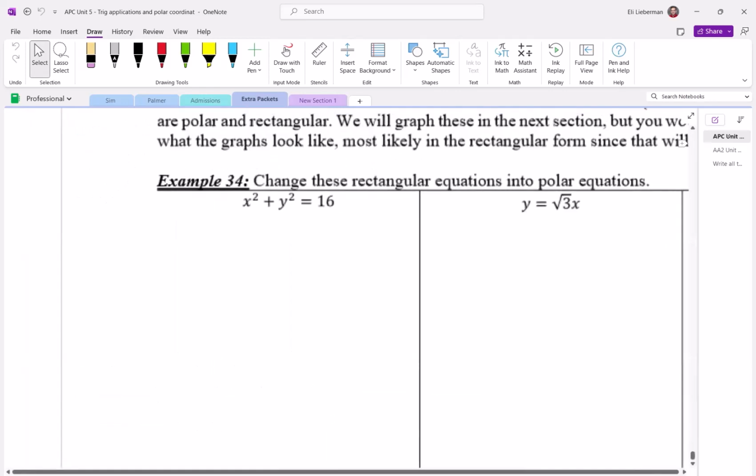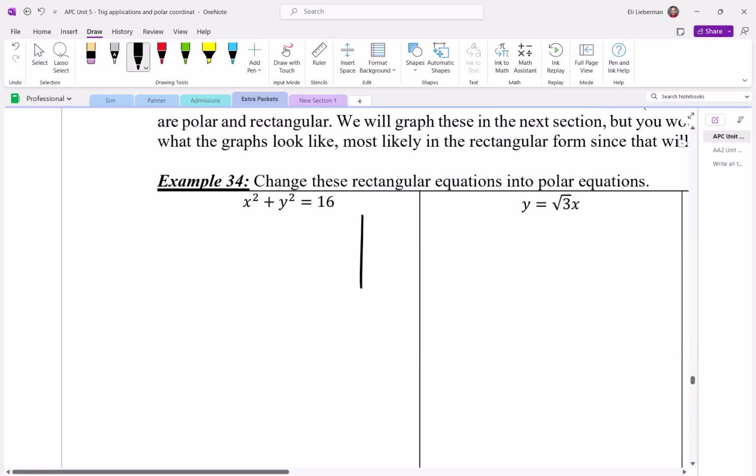So the first one, x squared plus y squared equals 16. We could already graph this. We know what this is. You better know what it is. A circle, radius 4. So we'll go in that direction, each direction. There we go, there's a circle. But the question isn't asking us to graph it. The question is asking us to change it into polar equations.